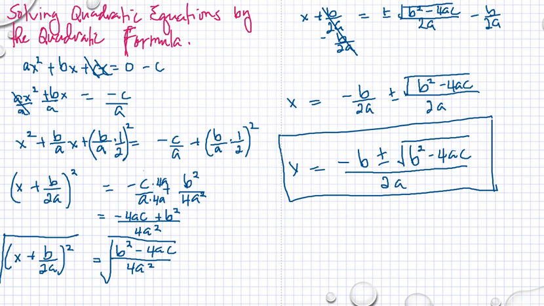Okay, let's see if we can find some examples. We will start with an easy one. We have x squared plus 6x plus 2 is equal to 0. Then we have a is equal to 1 here, b is equal to 6, then c is equal to 2.